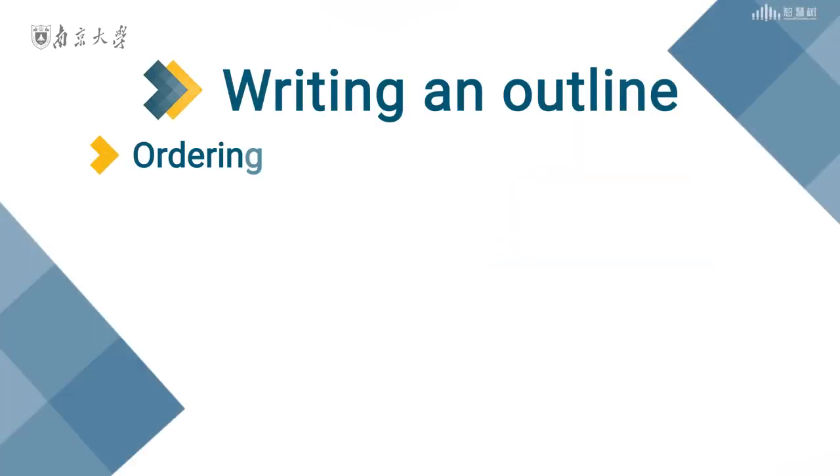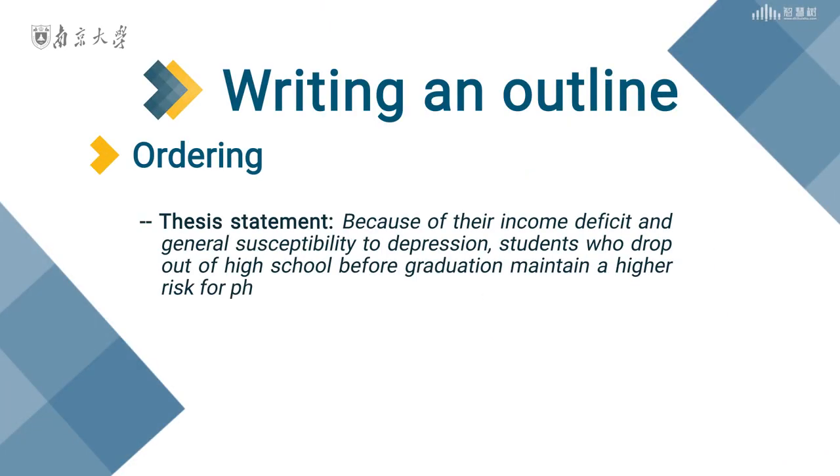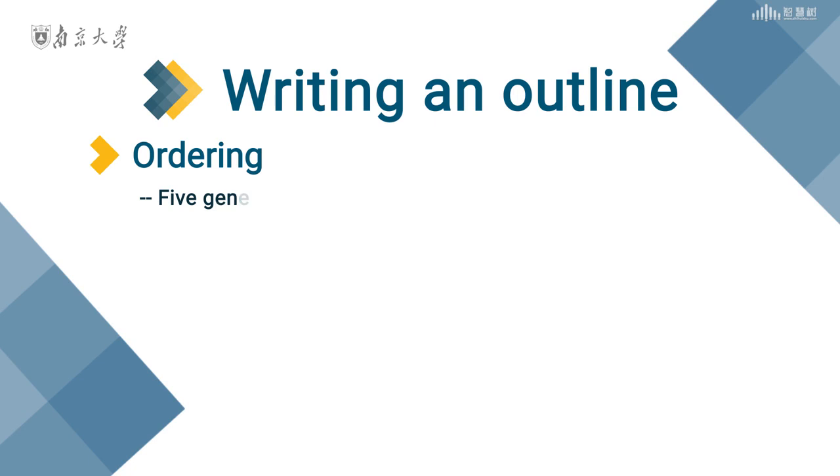Let's say your thesis for the paper on educational attainment and health condition is: because of their income deficit and general susceptibility to depression, students who drop out of high school before graduation maintain a higher risk for physical and mental health problems later in life. You have grouped 5 general categories in the previous step.